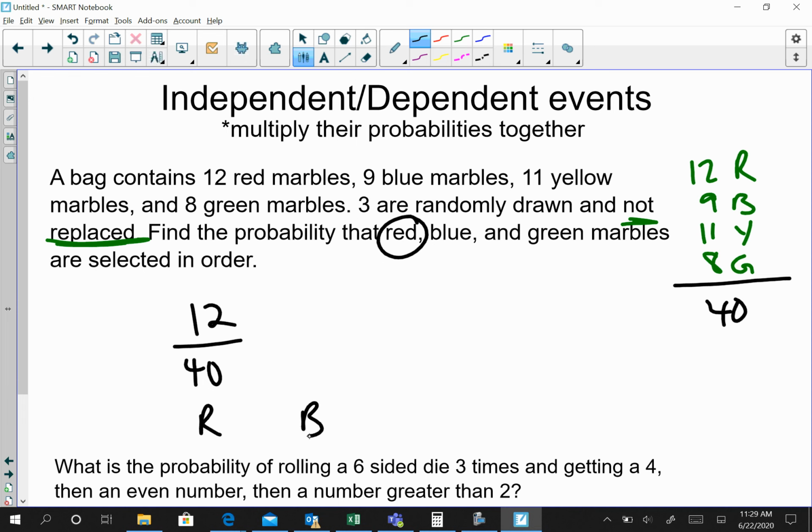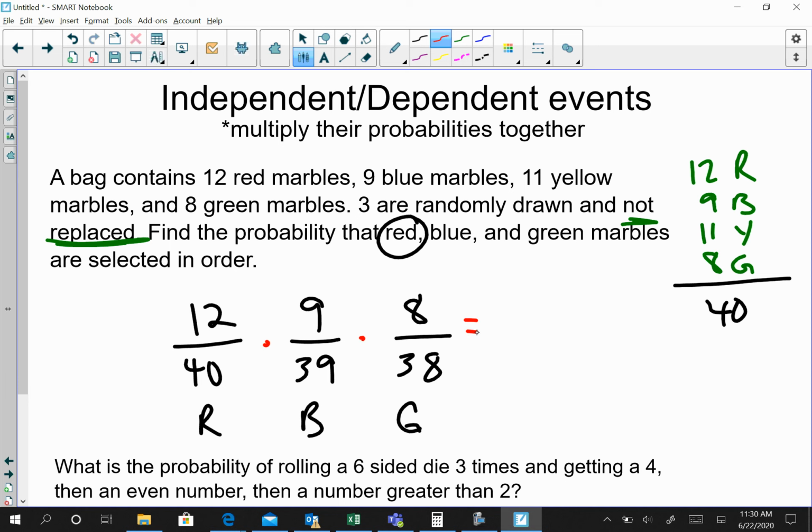I do not put that red marble back. I pulled one, so now I no longer have 40 marbles. I have 39 because I just pulled one out. I pulled out a red. You always assume successful. I pulled a red. Now I want to pull a blue. Out of these 39 marbles, how many of them are blue? 9. And then I want to pull a green. I just pulled another marble, so now I only have 38. How many of those are green? 8. And at the end, you just multiply them all together.